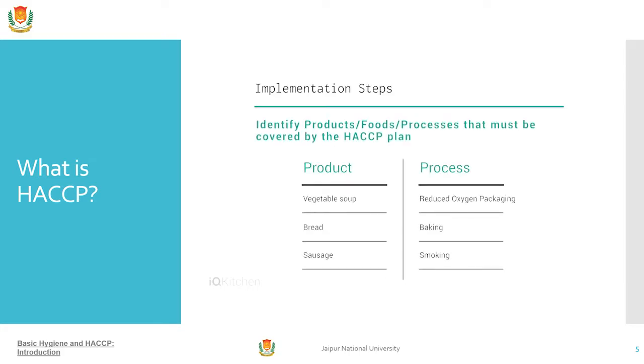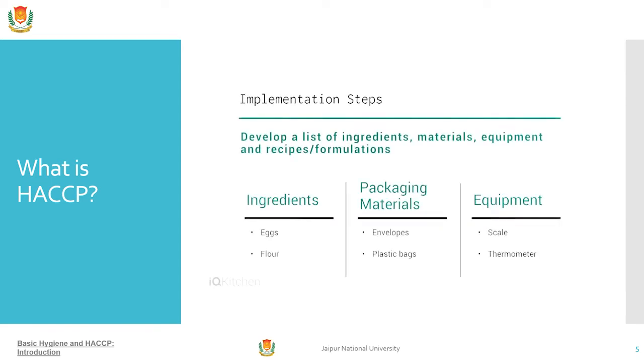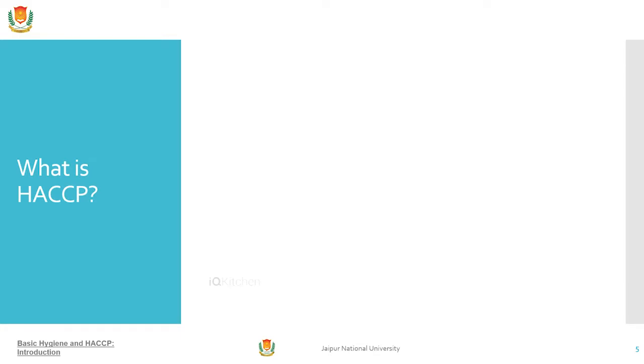2. Identify products, foods, processes that must be covered by the HACCP plan. Next, the HACCP team should write a categorization of the types of potentially hazardous foods that are covered. 3. Develop a list of ingredients, materials, equipment, and recipe formulations. Review everything that shows methods and control measures that address the food safety concerns involved.